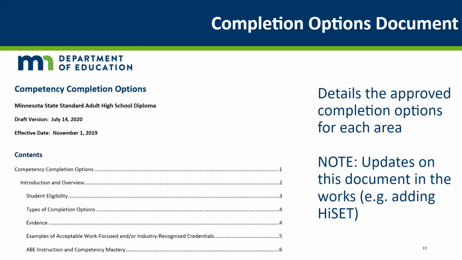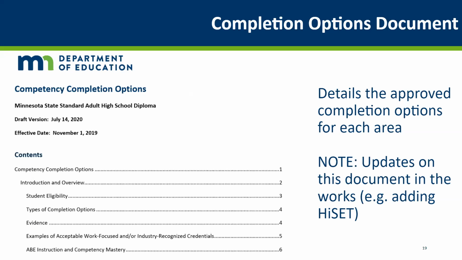I also want to point out the other really important reference document, and honestly, probably for most of you, the document that you will use the most is the completion options document, the competency completion options document that is also in our folder. And this really is the detail of which options can you use for which areas and what evidence do you need, or what do you need to show.